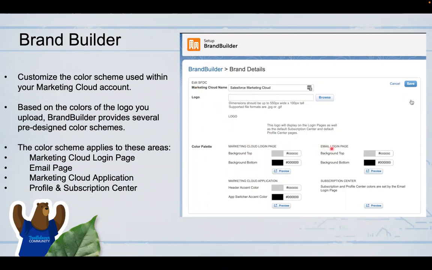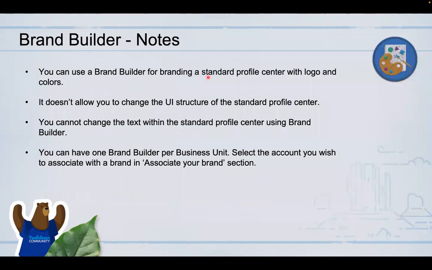Again, you need to remember which of these you can change using brand builder. You can change the login page colors, the entire application colors, the email login page colors, and also the subscription center. The subscription center is the standard profile center, and for that page these will be applicable. So you can use brand builder for branding your standard profile center with the logo and the colors that you choose. It doesn't allow you to change the UI structure or anything for this profile center. It only changes the logo and colors, and you cannot change the text using any of this.